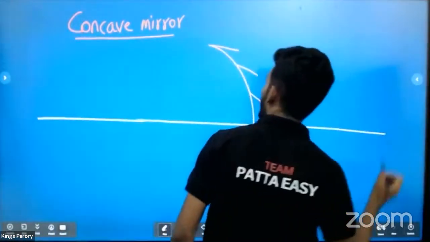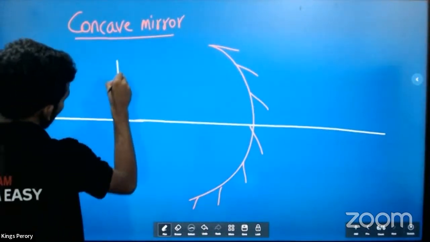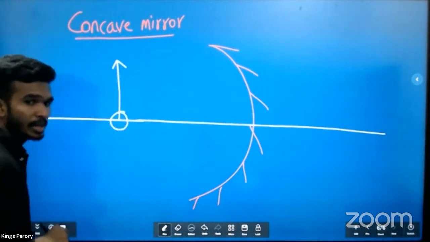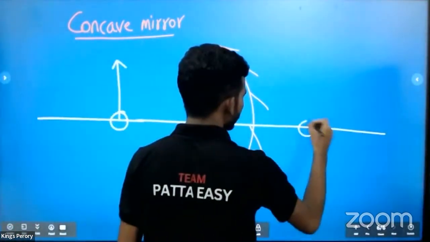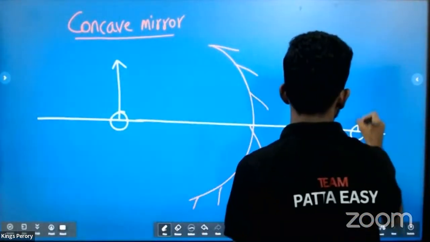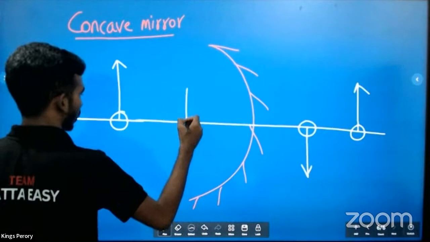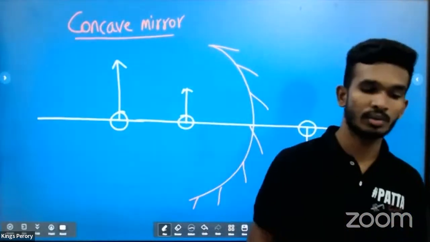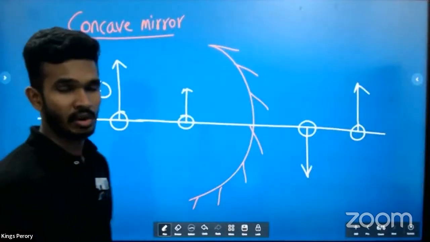When we are plotting ray diagrams, we always keep the object on the principal axis. So the image formed also, the foot should always be on the principal axis, because we keep the object on the principal axis. However and wherever the image is formed, you can't change it. The foot of the image should always be on the principal axis, because the object's foot is placed on the principal axis.